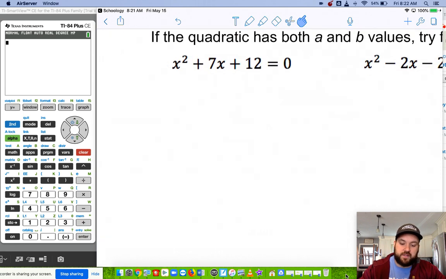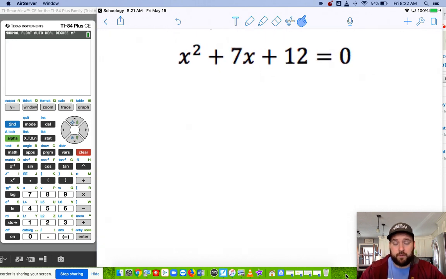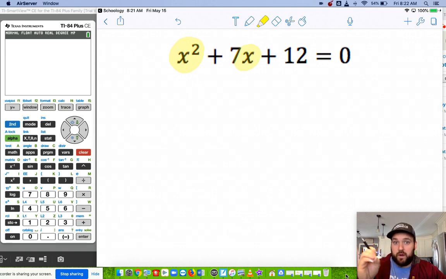Now, you might say to yourself, I really liked that square root thing that we did in the last video. I really liked just solving by square roots. And that method is great, but it doesn't work if there's both x squared and plain x. If there's both what we call an a and a b value, if there's both x squared and x to the first, then the solving by square roots method does not work. And so we have to try something else. So one of the other methods is to try to factor.